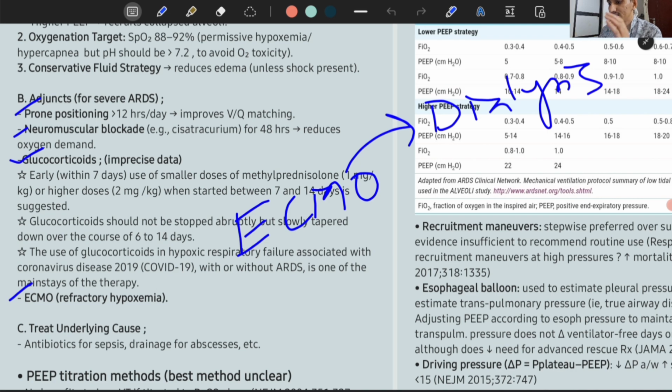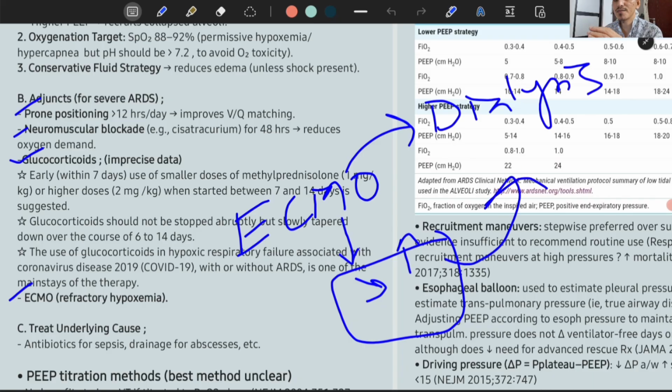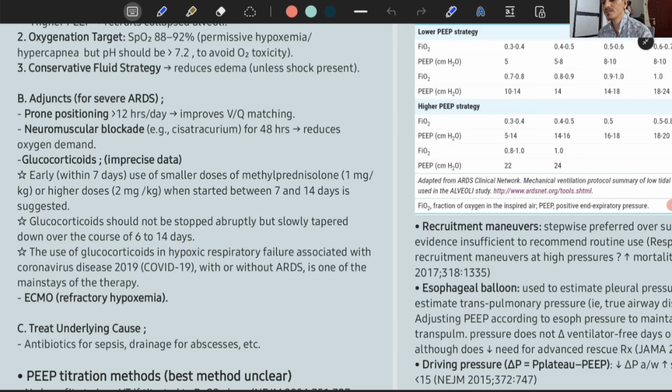another side. Similarly, here the lungs are not functioning properly, so for some time you take the blood from the patient and give it to a machine. That machine will give oxygen and remove the carbon dioxide, and that oxygenated blood will be given back to the patient by another route. So it can be VV ECMO, venovenous ECMO, or arteriovenous ECMO, AV ECMO. There are two types of ECMO, so just remember these things. These are the adjuncts.